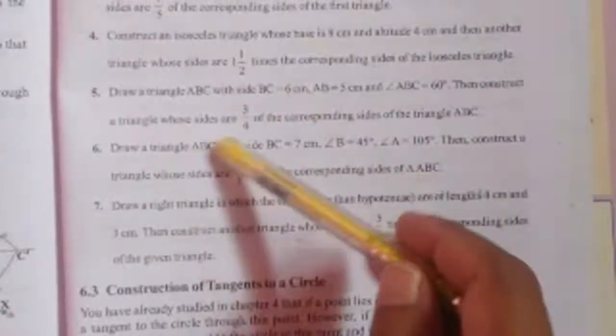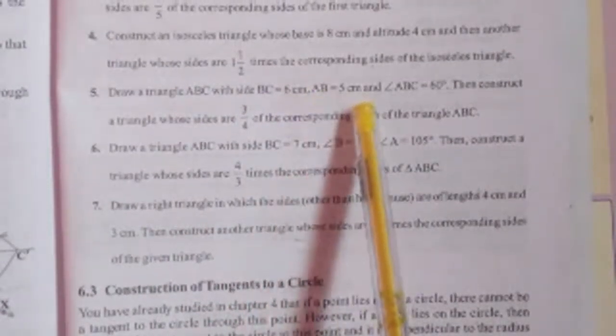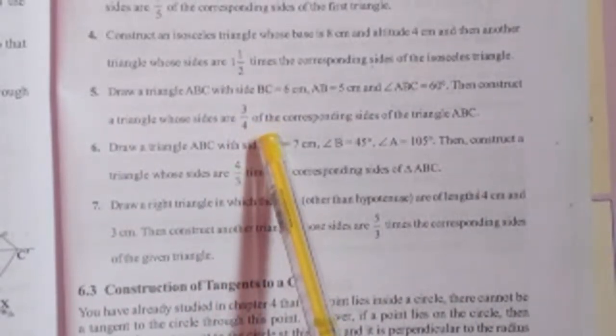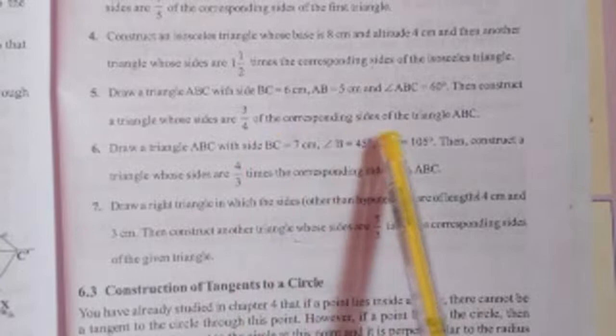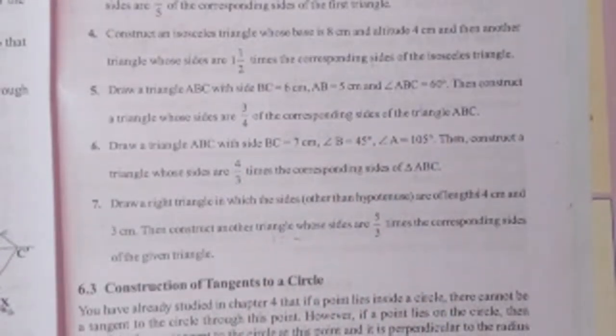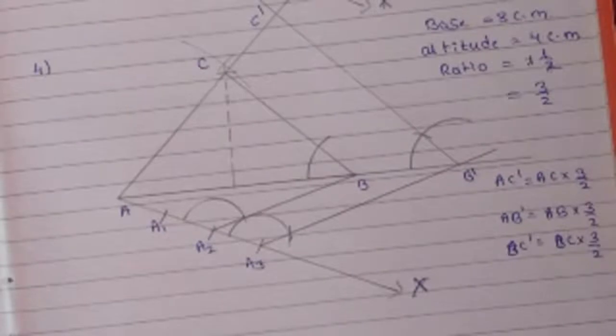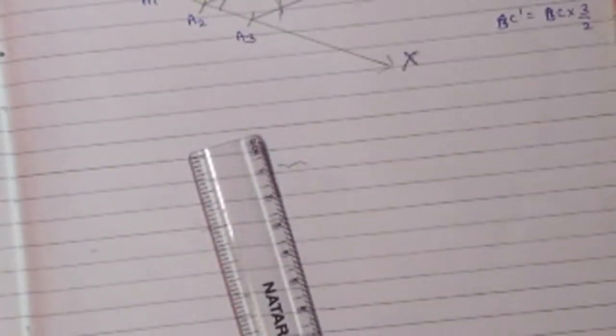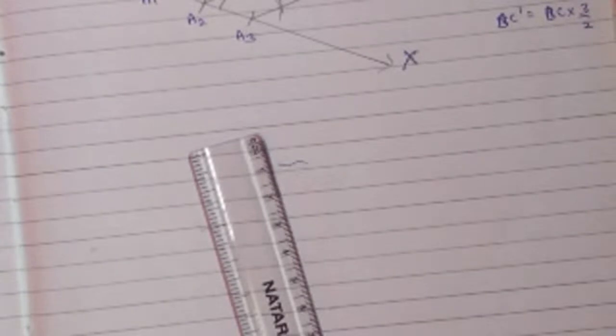So fourth problem is over. Now fifth problem, draw a triangle ABC with side BC 6 cm, AB 5 cm, and angle ABC 60 degree. Then construct a triangle whose sides are in the ratio 3 by 4 of the corresponding sides of the triangle ABC. Okay, so before going to that, I'll show how to draw the angles without the help of protractor.